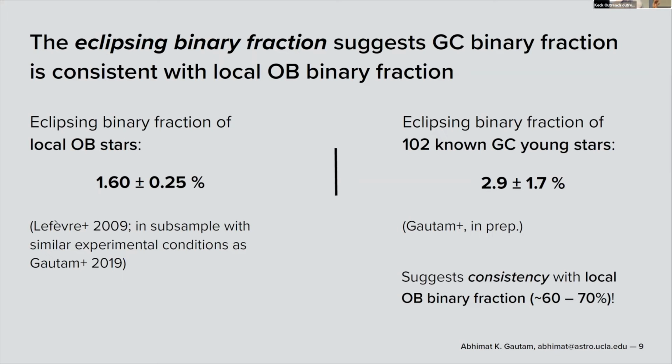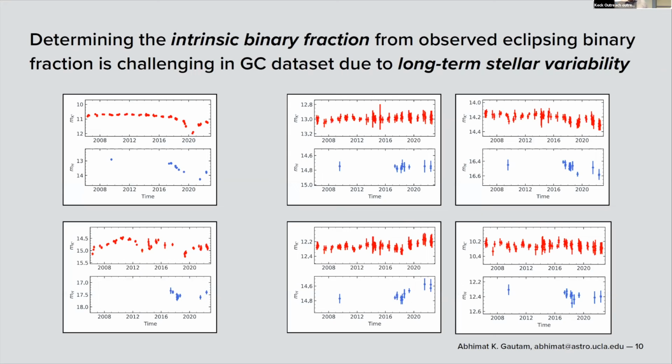But something to keep in mind about this number is that this is the eclipsing binary fraction, and that can be biased by things like the temporal sampling of your experiment or your experimental sensitivity, which can affect how many eclipsing binaries you end up actually detecting. So getting the underlying binary fraction requires a lot more work, and it's a little bit more difficult. I'm going to be describing how we're approaching this.